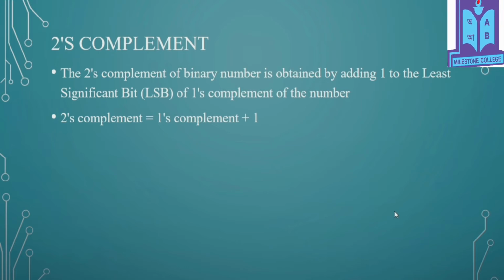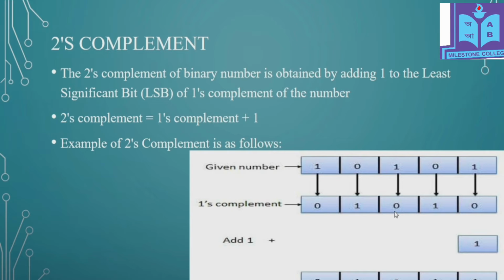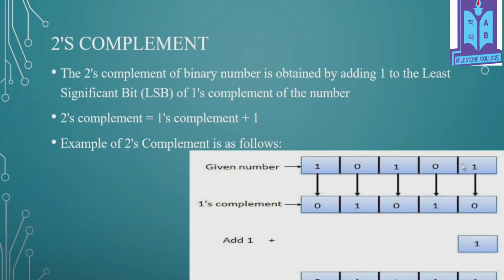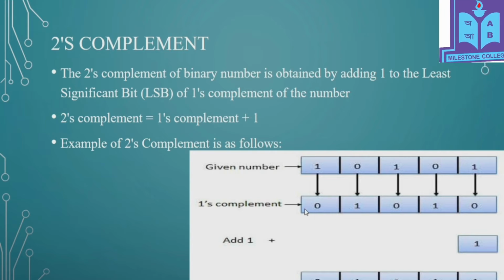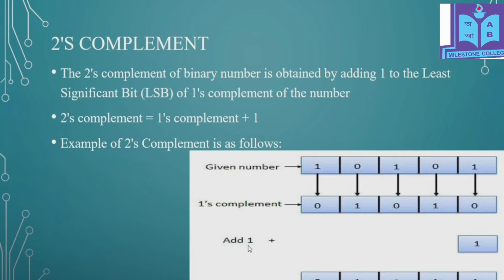I am giving you an example now to make it clear. You see the previous slide's example, I have already taken it here. The given number was 10101. Now I am making this number into its 1's complement, like 01. That means this 1 will be complemented to 0, this 0 will be complemented to 1, and this 1 will be complemented to 0. So now I simply add a 1 at the LSB, that means least significant bit, then I will get the answer.